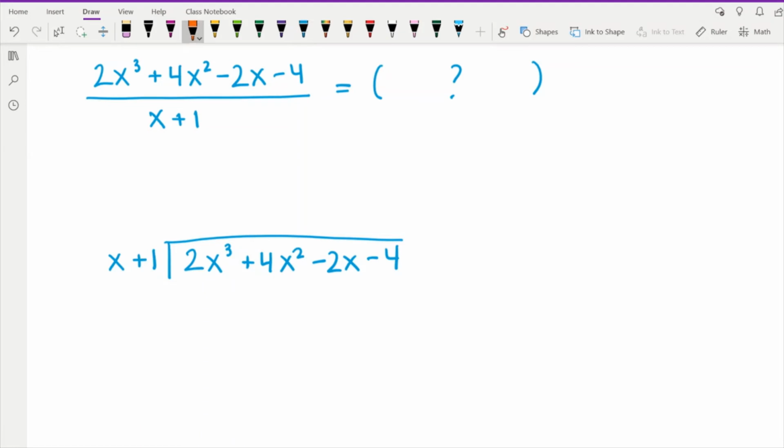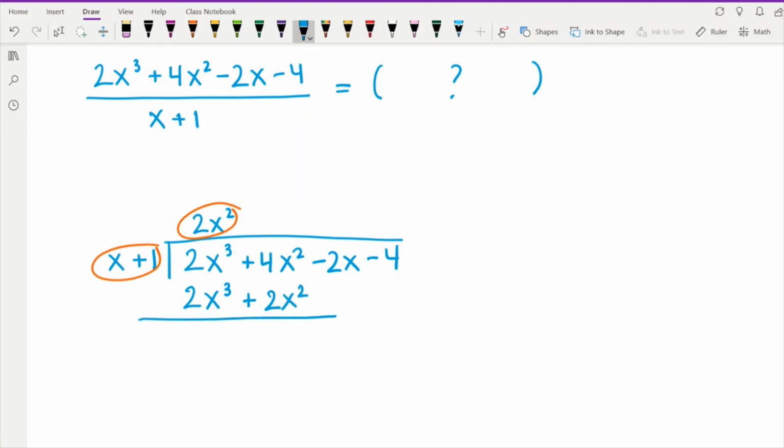Okay, so first we divide x into 2x cubed, so that is going to give us 2x squared. Then we're going to multiply together x plus 1 times 2x squared and write that below. So that's going to be 2x cubed plus 2x squared. Then we're going to subtract that. So this is going to become minus. This is also going to become minus. And so we're going to be left with here 2x squared minus 2x minus 4.